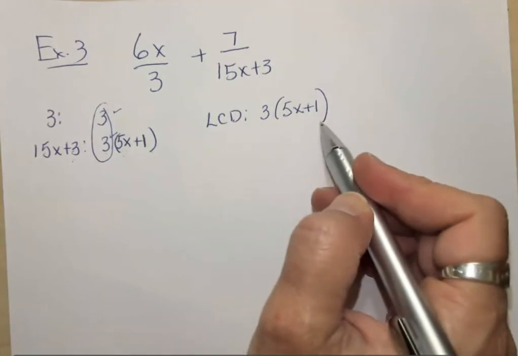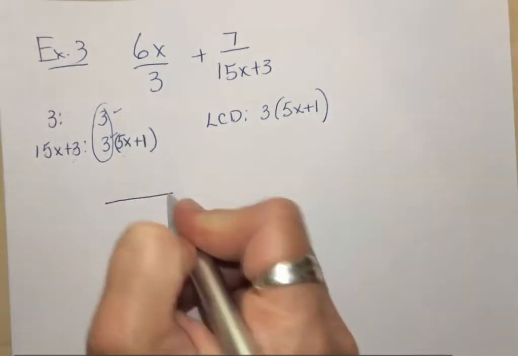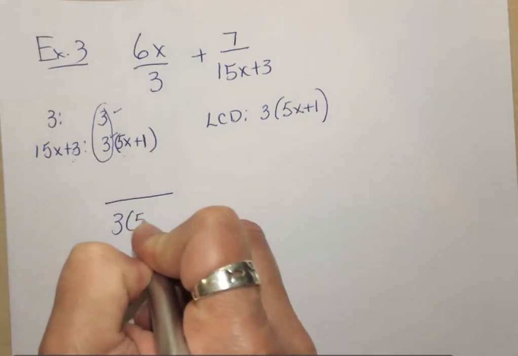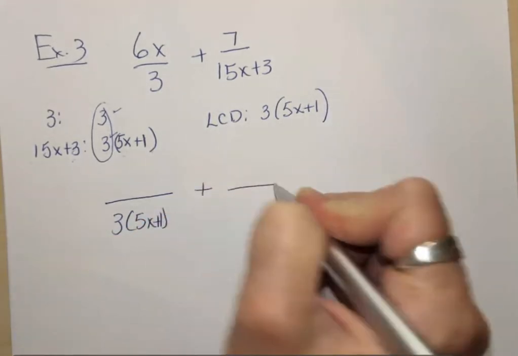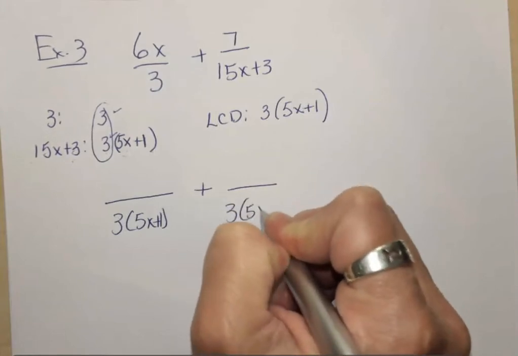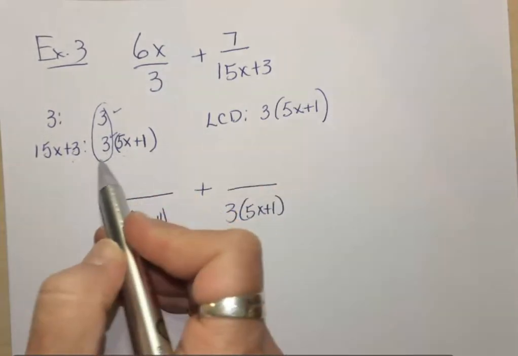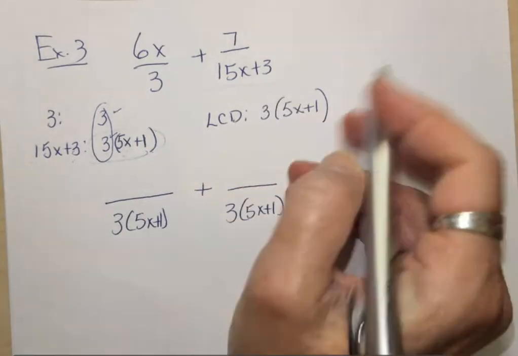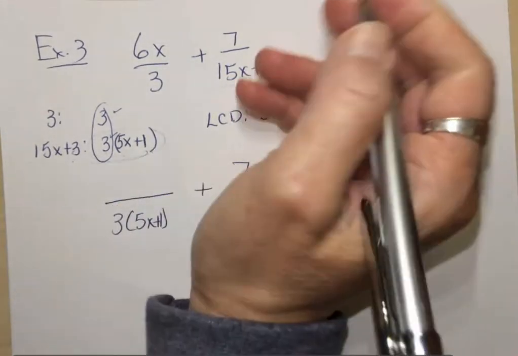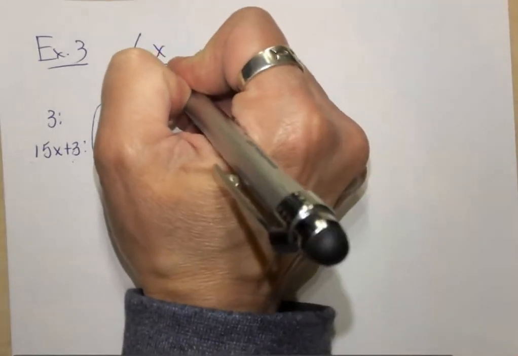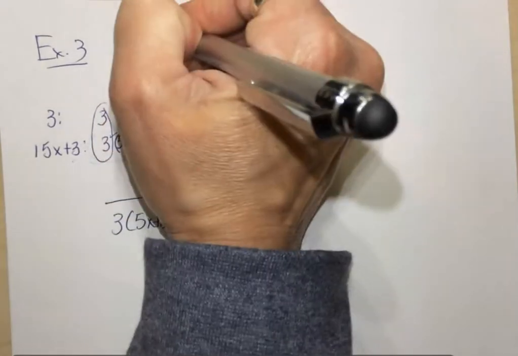All right, so that's my LCD. So I'm going to just leave it in that form. 3 times 5x plus 1. And then I have 3 times 5x plus 1. Now, this is that whole denominator, so I don't need to do anything different. 3 is missing the 5x plus 1. So that's what I need to multiply the top and the bottom by.